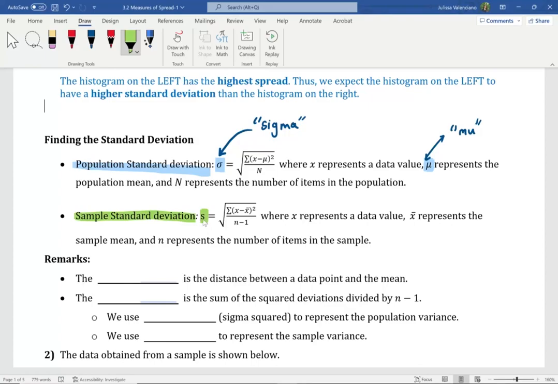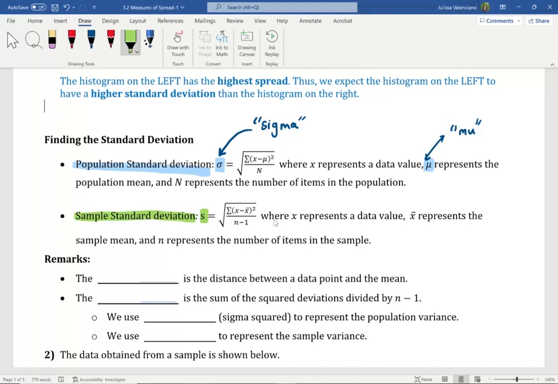We use a different letter, that way we don't confuse the sample standard deviation with the population standard deviation. So we're going to use s to denote the sample standard deviation. Here, we're going to be computing the standard deviation by taking the square root of the sum of x minus x bar squared divided by n minus 1.